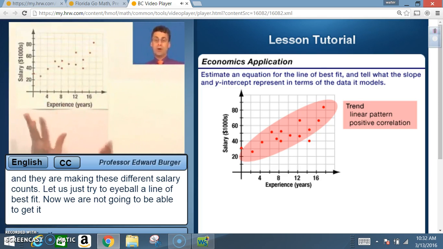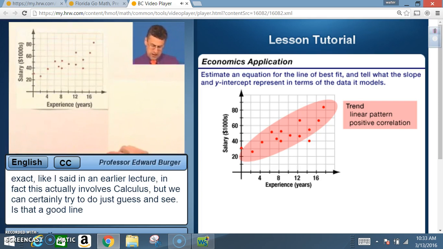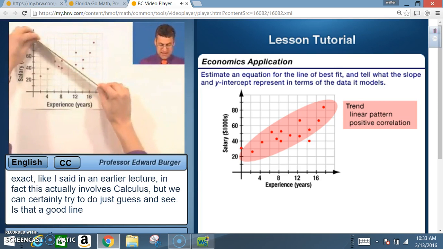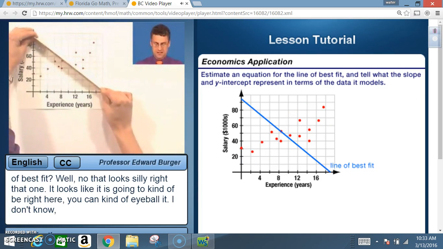Let's just try to eyeball a line of best fit. Now, we're not going to be able to get it exact, like I said in an earlier lecture. In fact, this actually involves calculus, but we can certainly try to just guess and see, is that a good line of best fit? Well, no, that looks silly, right? That one.